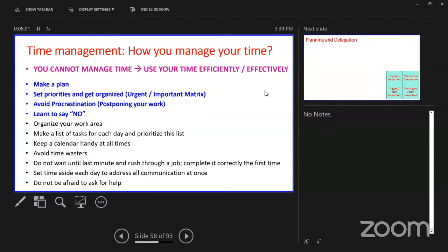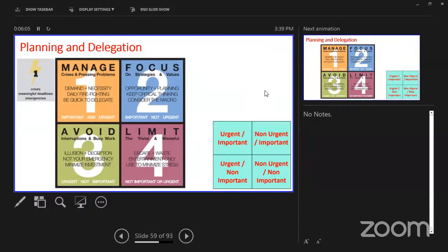Then let's see how you can make an urgent and important matrix. This is the urgent important matrix. You can divide your tasks into four areas. There are certain tasks urgent and important, tasks urgent and non-important, tasks non-urgent but important, and non-urgent and non-important tasks.